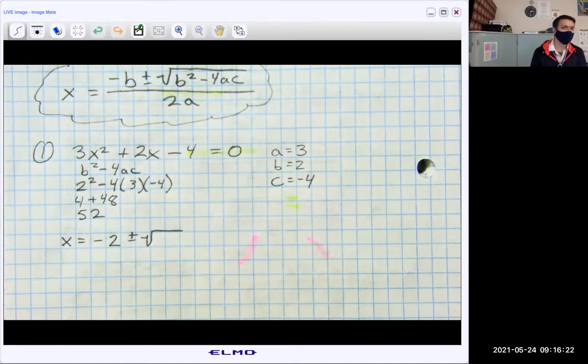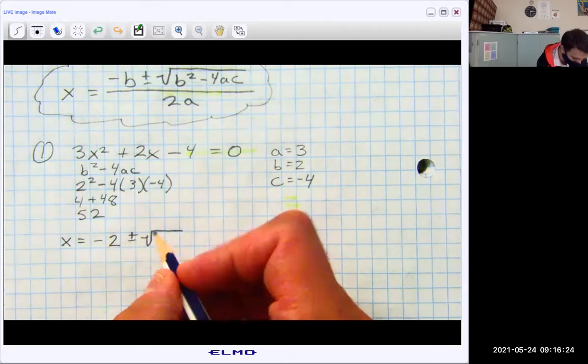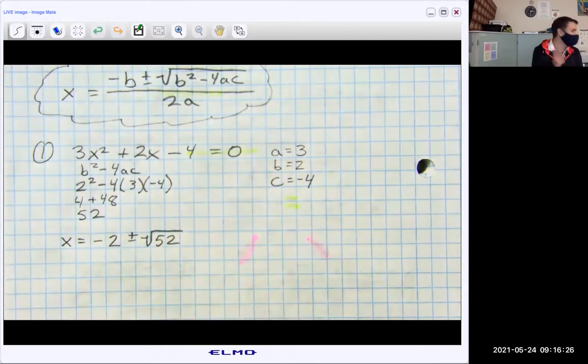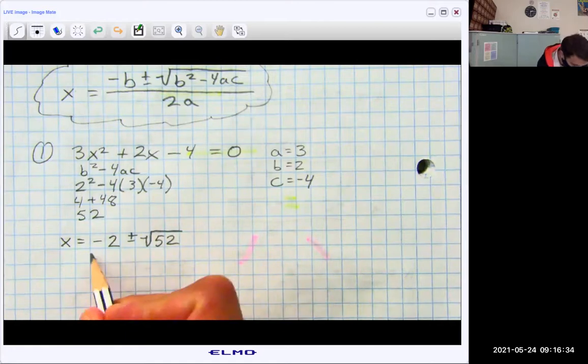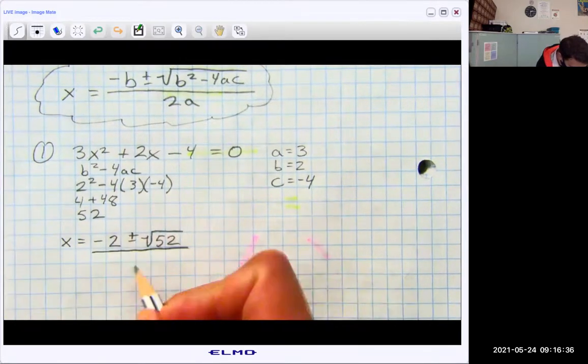So save some work. Tell us what it is. It's going to be 52. That's the other cool thing about the discriminant: if you have to then solve the problem, you already did some of the work. Divided by 2 times a.